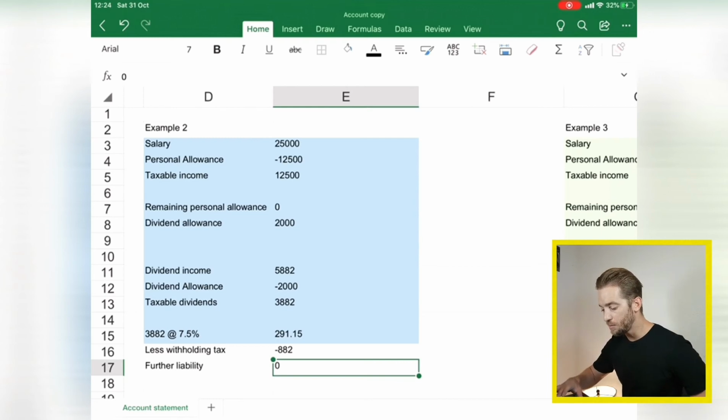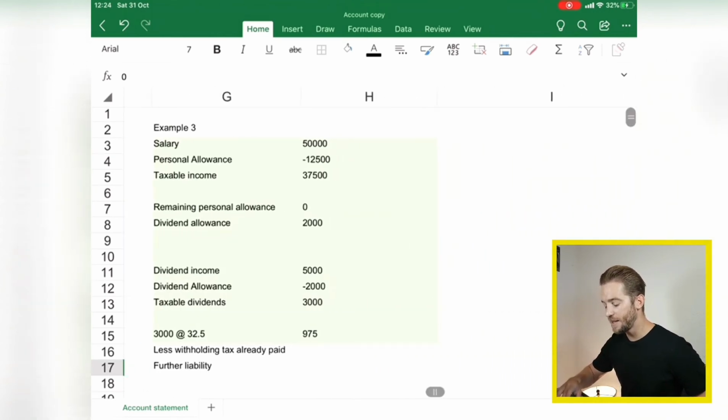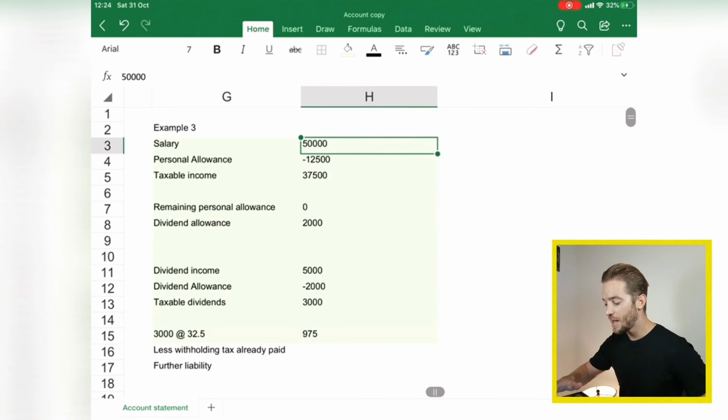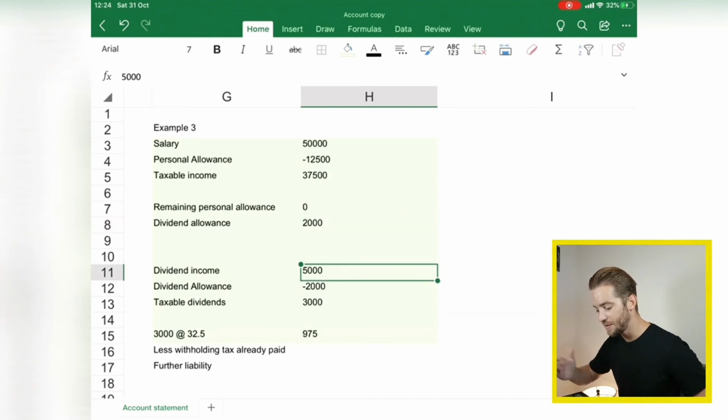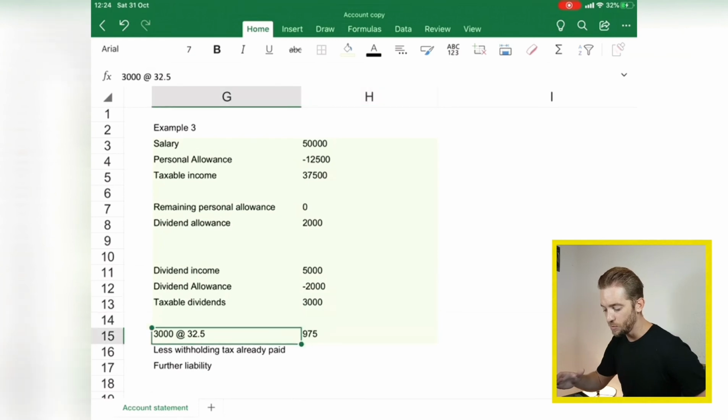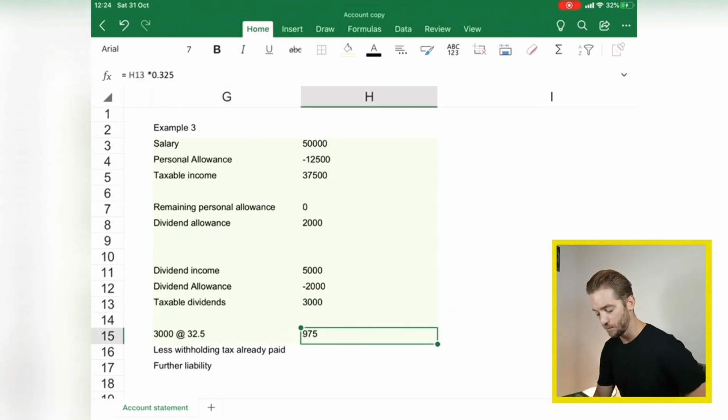And in our third example, highlighted in green, you can see we've increased the salary to £50,000. That puts you automatically into the higher rate tax band, meaning your dividends are taxed at 32.5%. The personal allowance is already utilised, no personal allowance to carry forward. You still get your £2,000 dividend allowance. So assuming that you had £5,000 of dividend income, in this case from UK-based companies, that leaves you with £3,000 taxed at 32.5%. HMRC would want £975 from you.